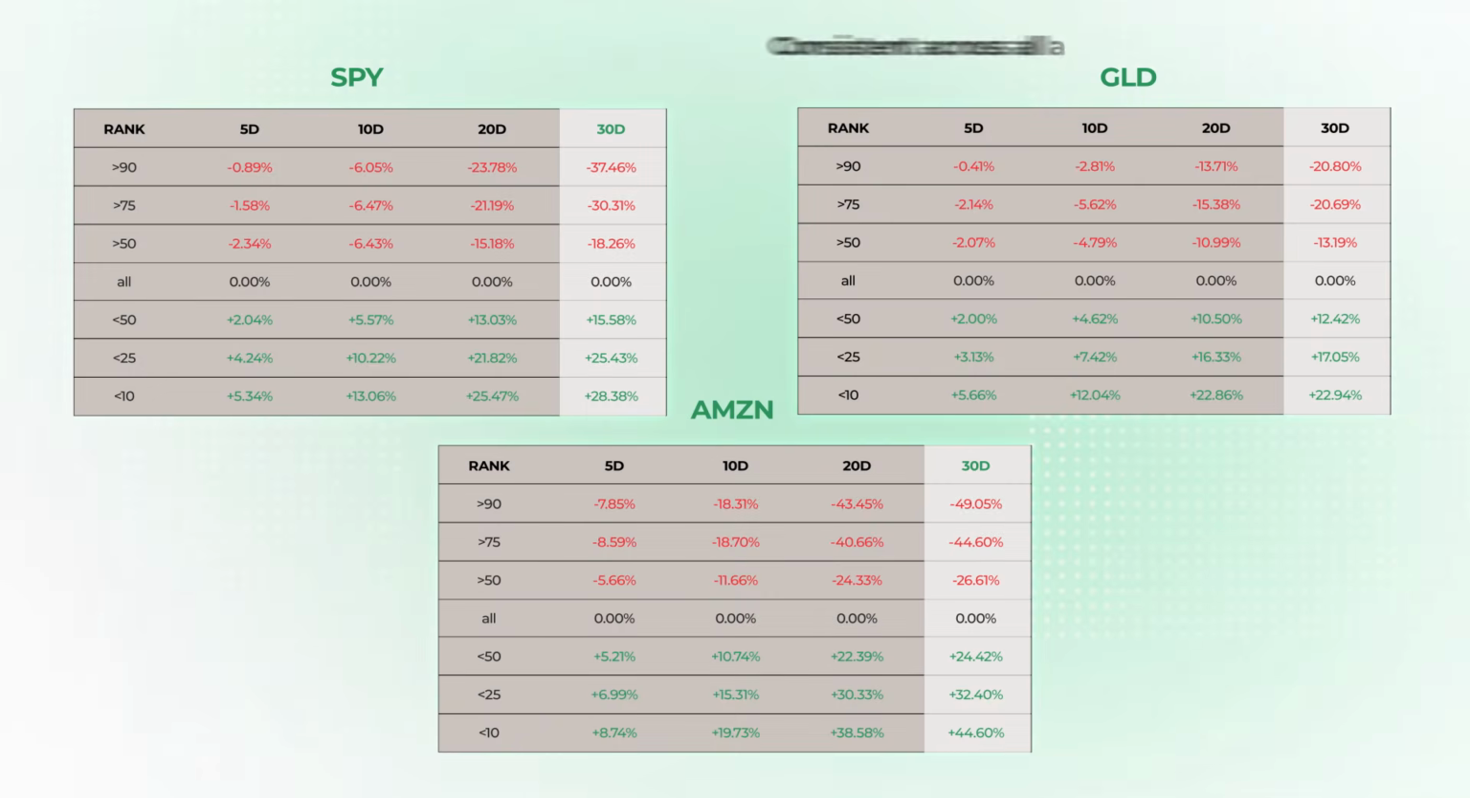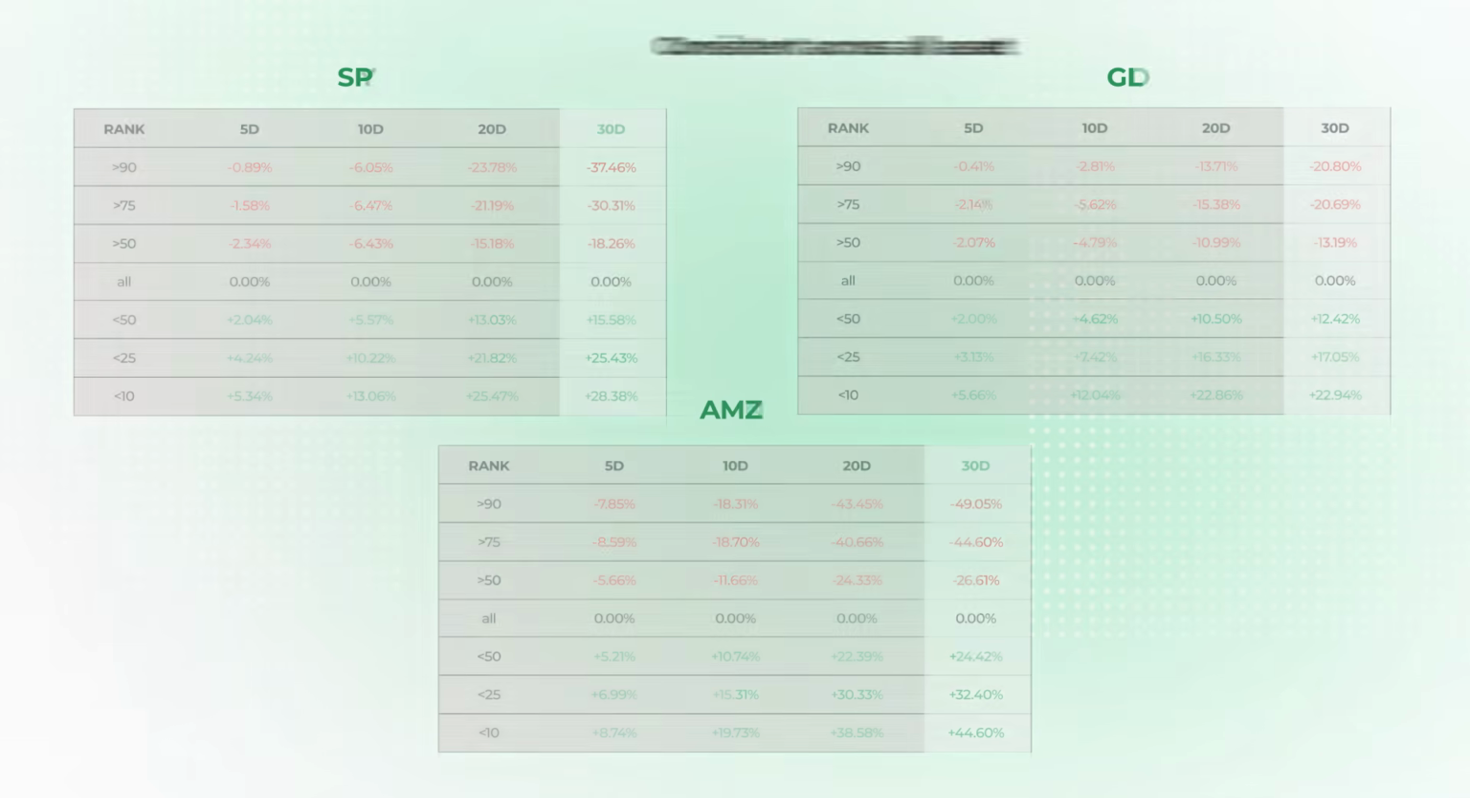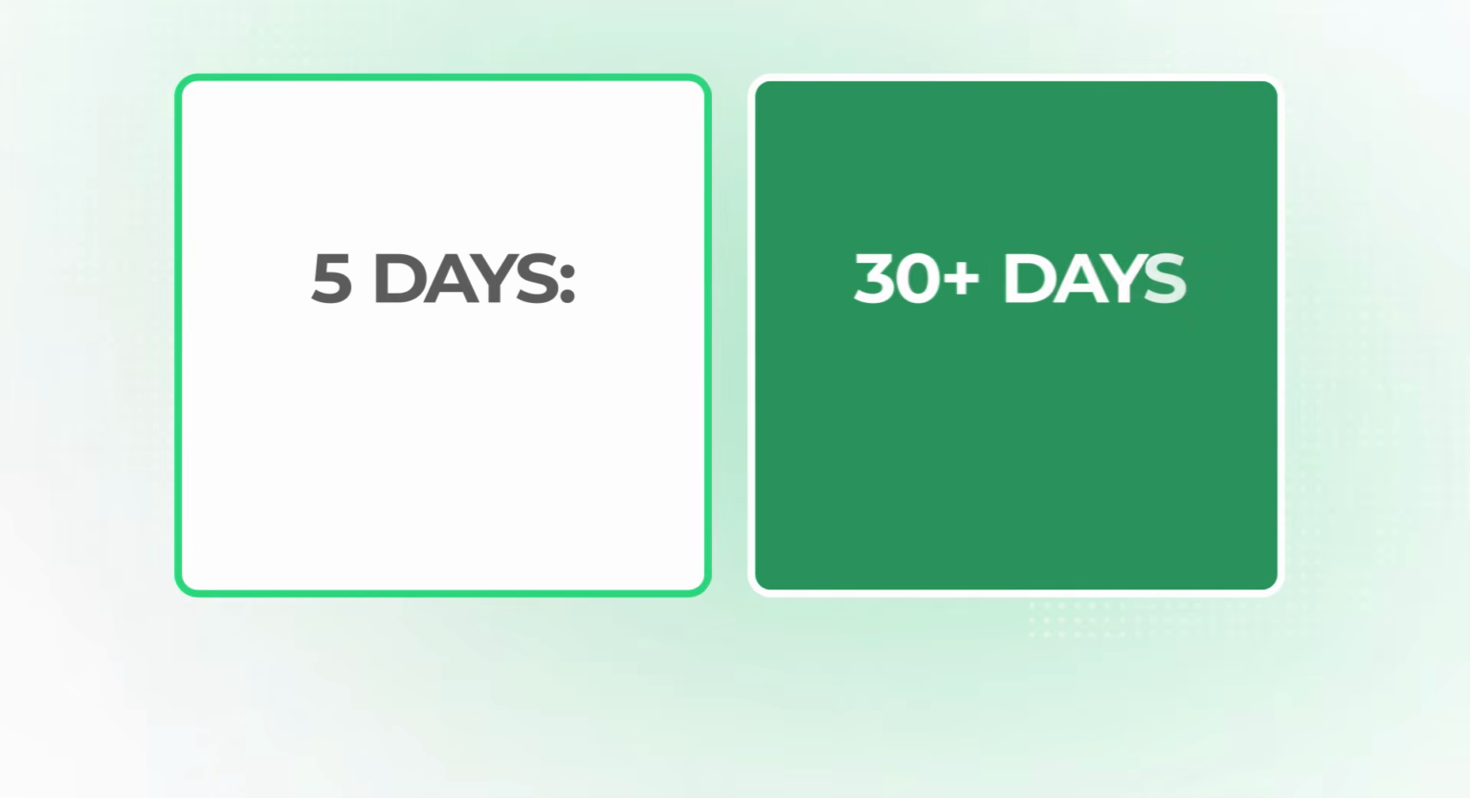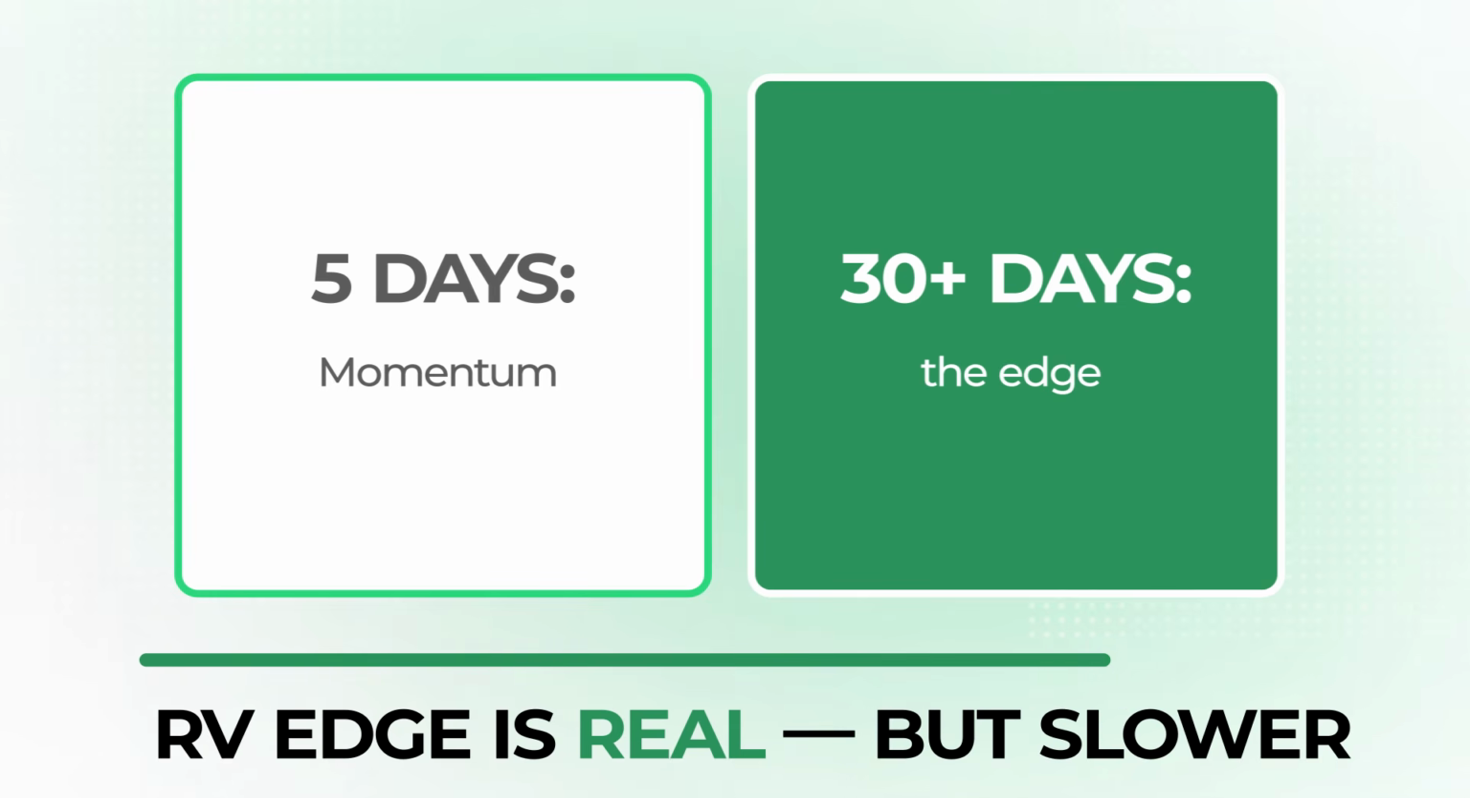You can see this pattern across every asset class we tested: indexes, commodities, individual stocks. The direction is consistent. So the key takeaway is that RV is mean reverting too, but it's slower. The signal is real, you just need to give it time.